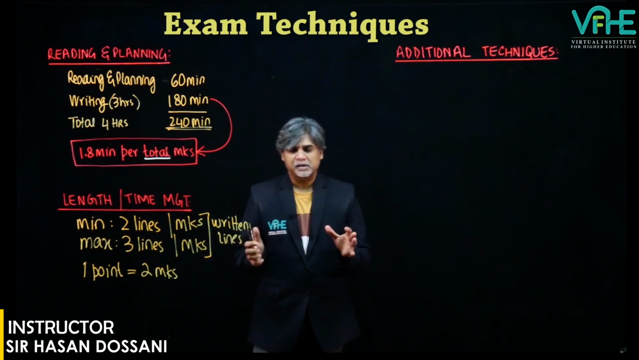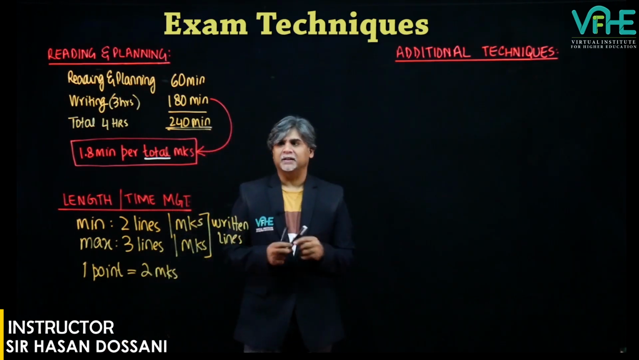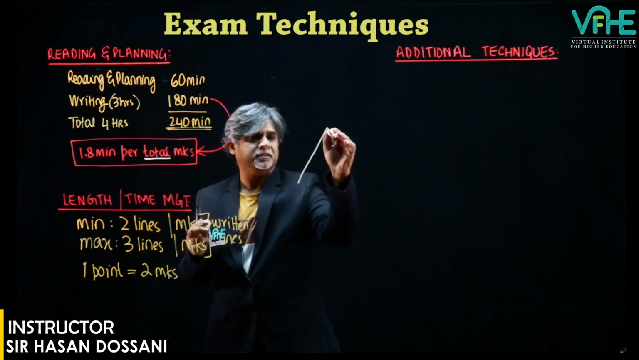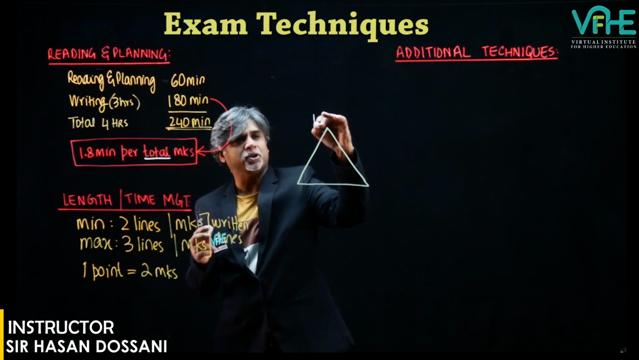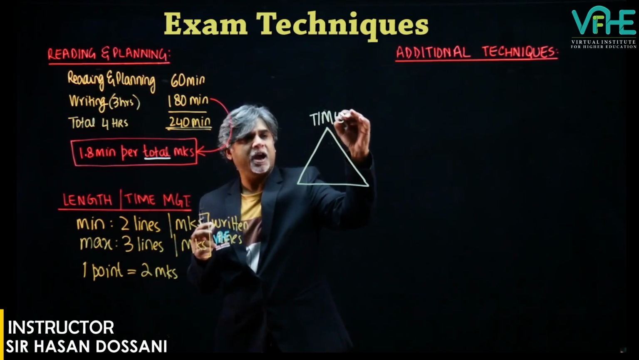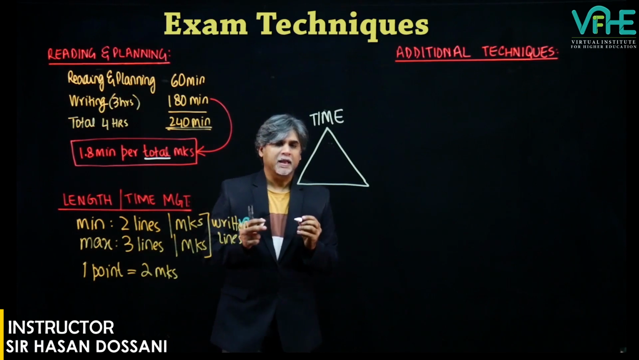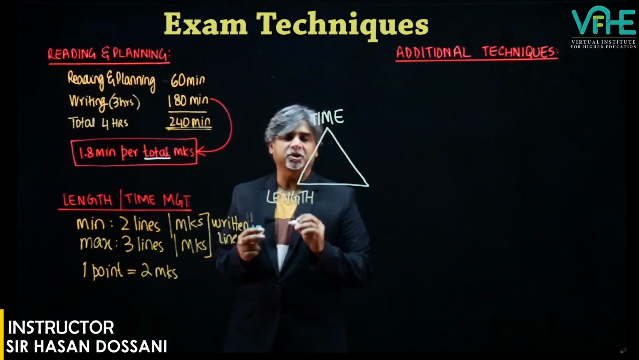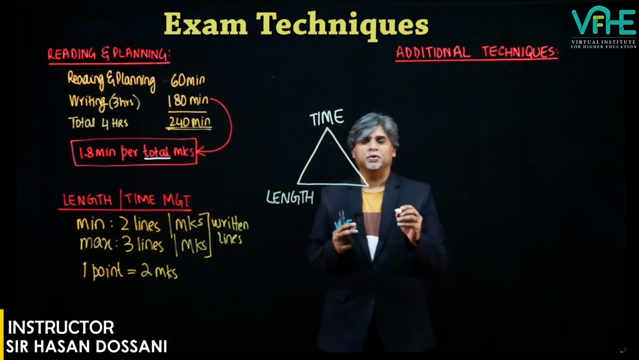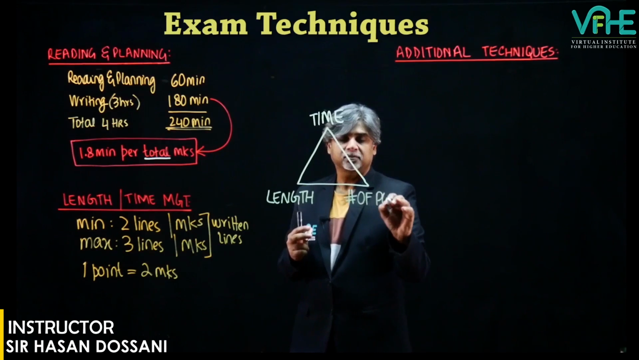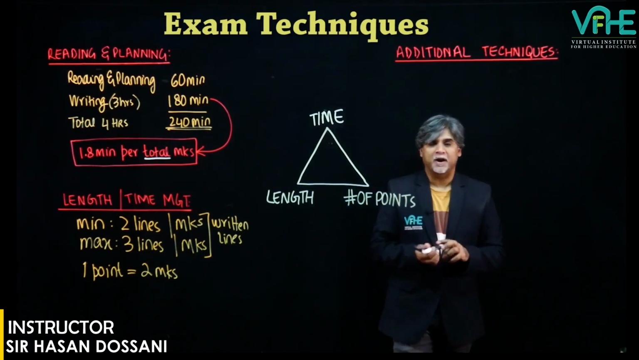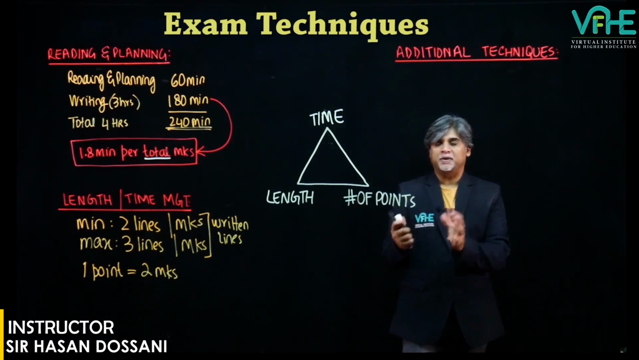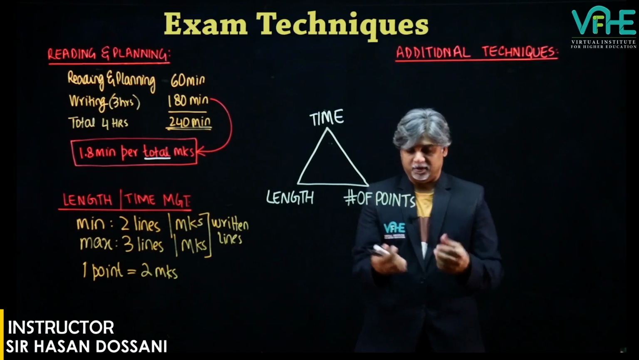Right. So can I say it's a triangle? There are 3 things we need to look at. The triangle is like this. We need to focus on time, right? And we need to focus on the length of the answer. And simultaneously we need to focus on the number of points. So for each requirement, when we plan, we need to look at three things: the time management, the length management, and the number of points.